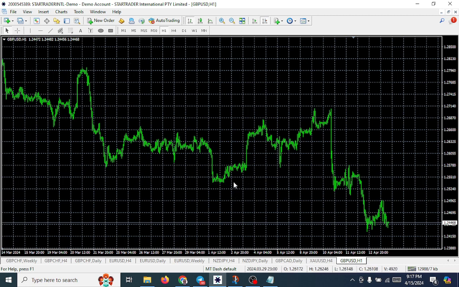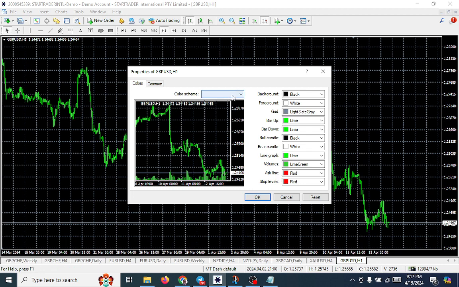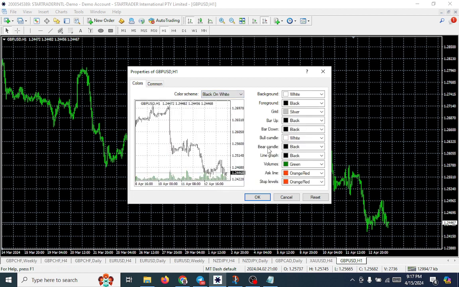So let us prepare our chart. Let's prepare our chart. So guys, you know me, I love black and white color scheme. So you right click, go to properties. Okay, in the color scheme, just select black on white. You can decide to leave it like this, the grid, or you can go ahead to remove the grid, but I want to leave it like this. Okay, so just say okay.